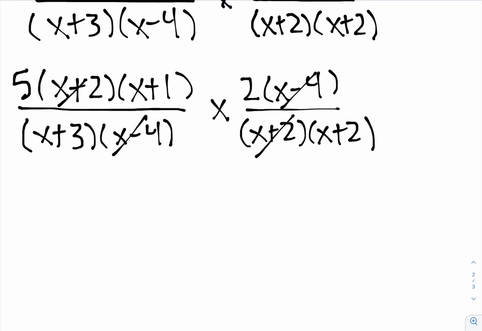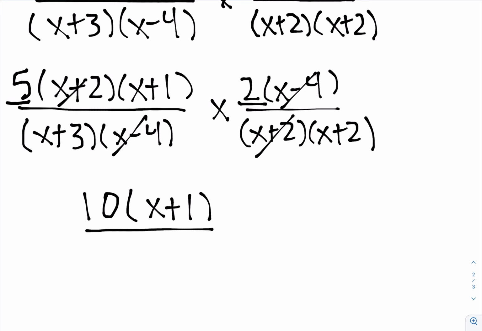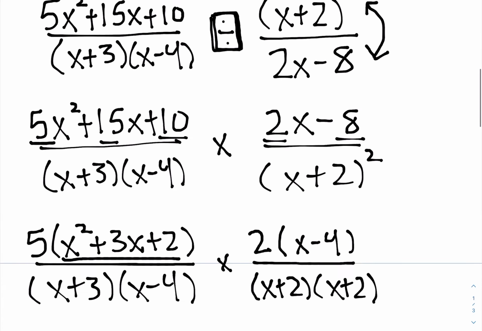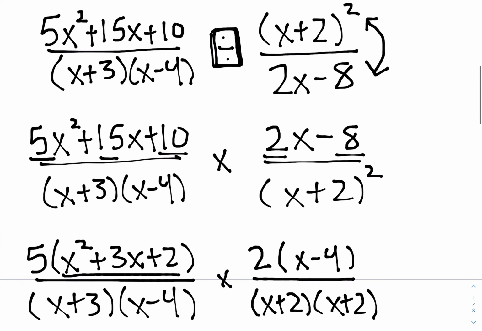So now we see that there's a 5 and a 2 being multiplied. So that's going to give us 10, right? We can multiply those. We have this x plus 1 that's still hanging out. It's not on the bottom to cancel, so we have to leave it. And the only thing left on the bottom is this x plus 3. So this is the simplified version of what we started with. It's not super pretty itself, but it's much better than this whole fiasco up here.